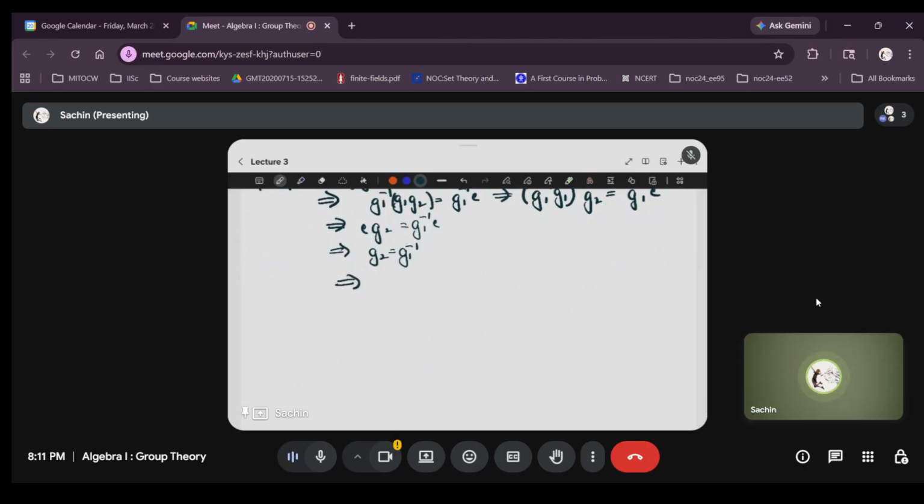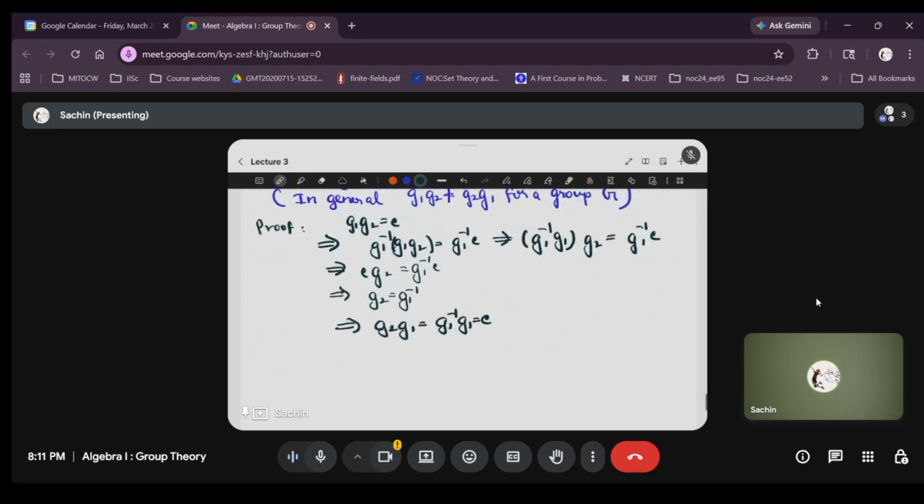That means that by definition, G2 G1 is E, or you can write, multiply, G2 G1 is G1 inverse G1, which is E. So G1 G2 is equal to E will always mean that G2 G1 is also E, and G1 and G2 are the inverses of each other.